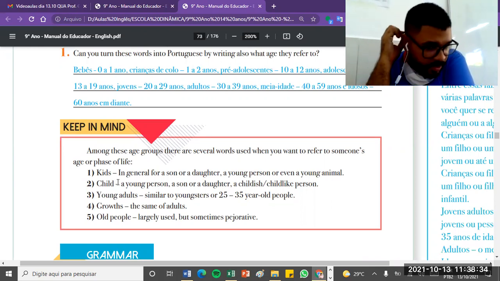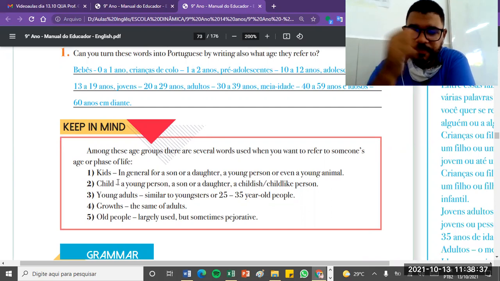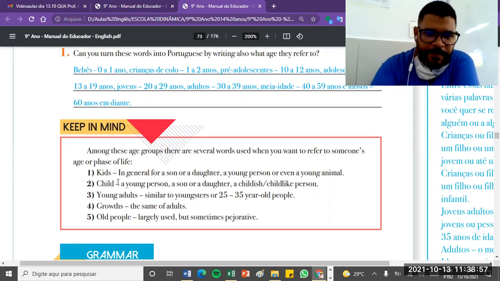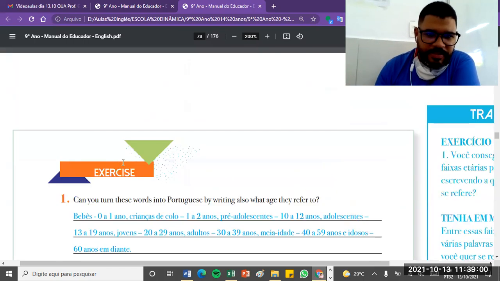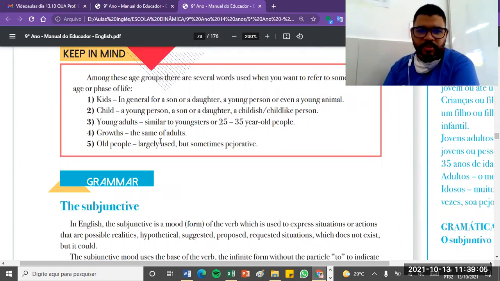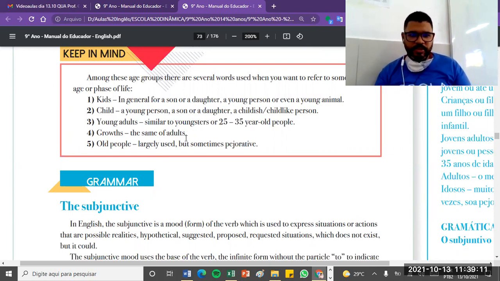Vamos relembrar. Quais são as faixas etárias que nós temos aqui? A gente fala em língua inglesa. Nós temos kids, child, young adults, growth, old people, certo? Young adults, lembrando jovens adultos, crianças, né? E temos também, a gente fala de bebês também. Old people, lembrando, pessoas idosas, growth, the same as adults, ou seja, a mesma coisa de nomear adultos. Então não se esqueçam dessas faixas etárias que podem vir a cair na prova também.